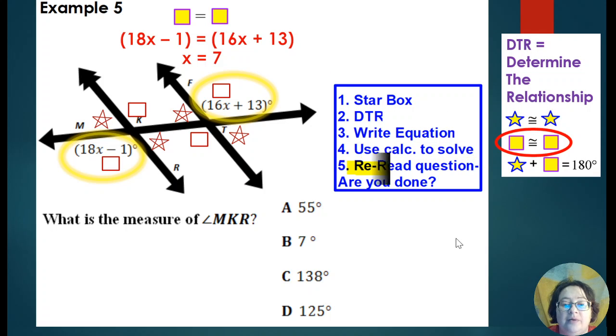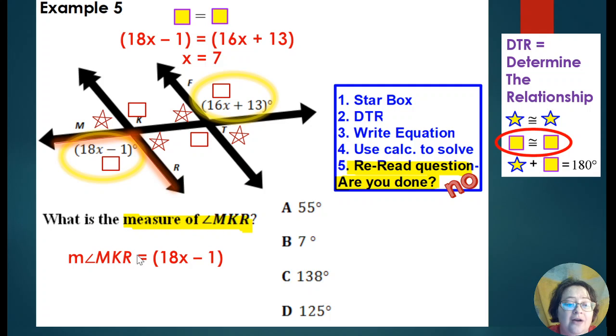Now, last step, reread the question. Are you done? What is the measure of angle MKR? Well, MKR is this angle here, 18x minus 1. So, measure of angle MKR, it's not asking for x, so no, I am not done. So I go from M to K to R. That's the angle I'm looking for.